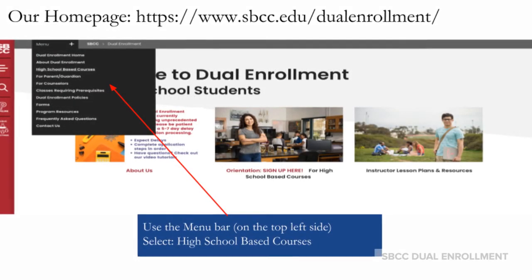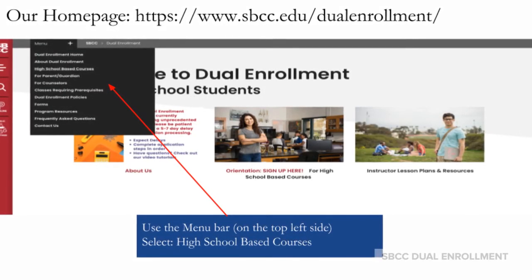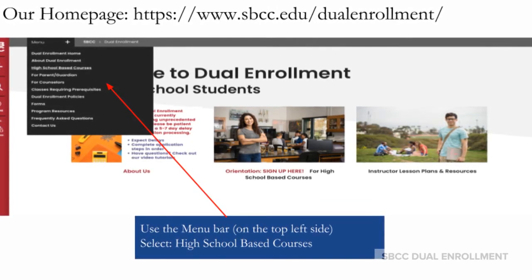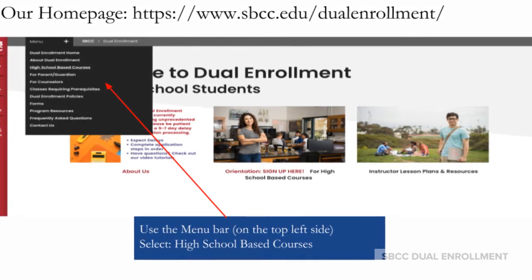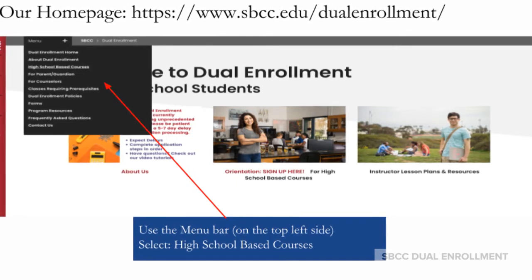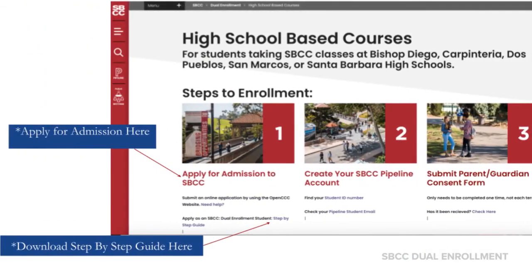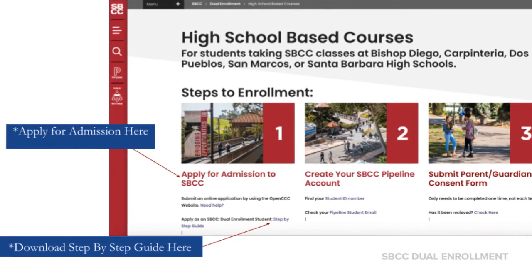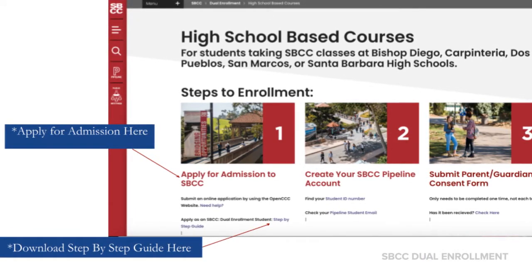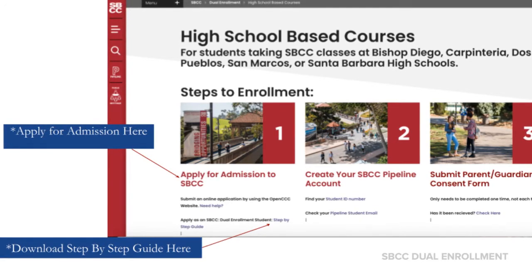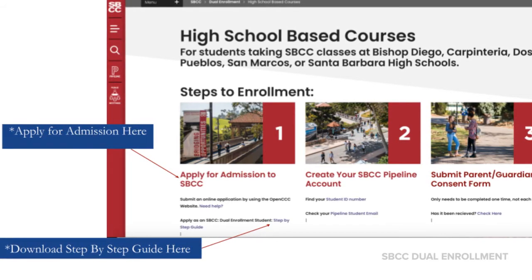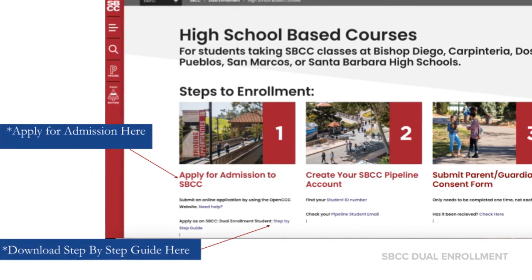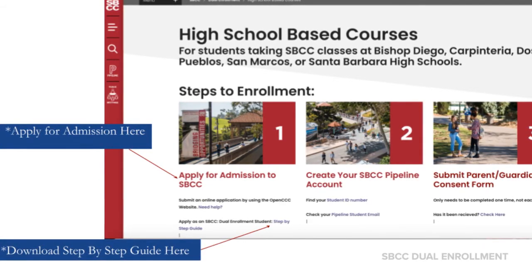To access the online application for admission, go to our homepage, use the menu bar on the top left side and select high school-based courses. This page is for students taking SBCC classes at their high school. Under the Steps to Enrollment number 1, apply for admission there. You can also download a step-by-step guide here.